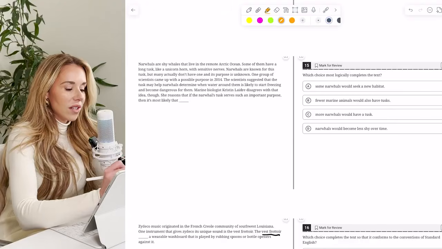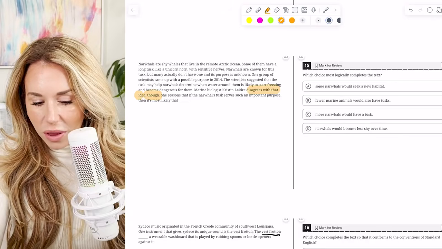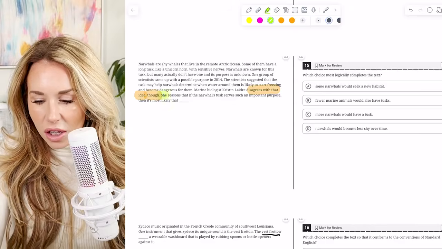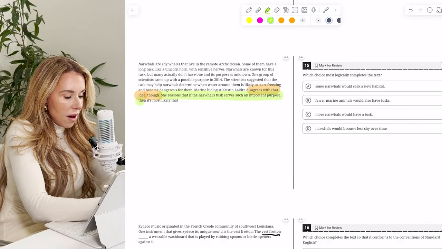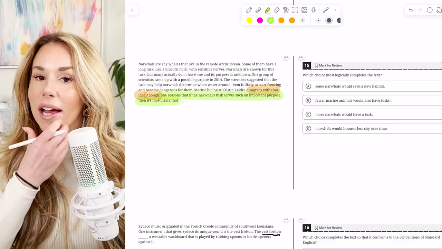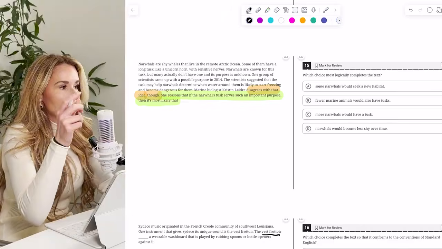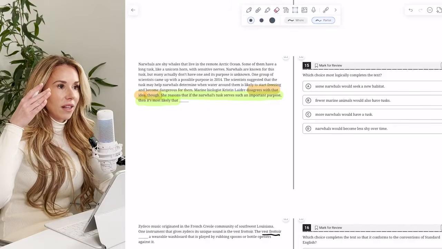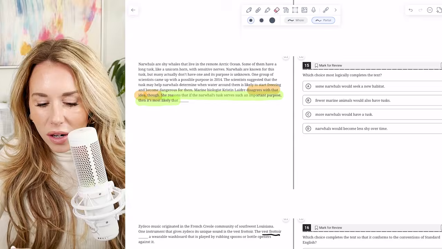Ooh, okay, so this is the important part. Here we have a contrast word. She disagrees with it. Here's her reasoning. She reasons that if a narwhal's tusk serves an important purpose, then it's most likely that, okay, here's what I'm thinking. I'm going to come up with a conclusion first. If the tusk serves an important purpose where they can detect when the water is becoming ice, wouldn't everyone have one?